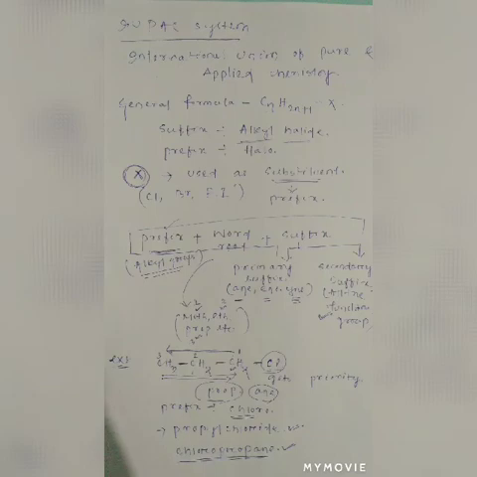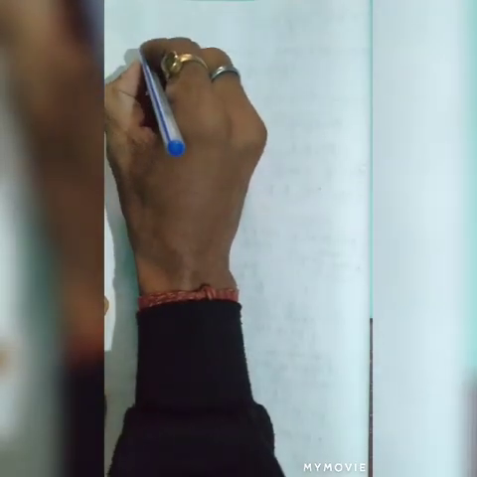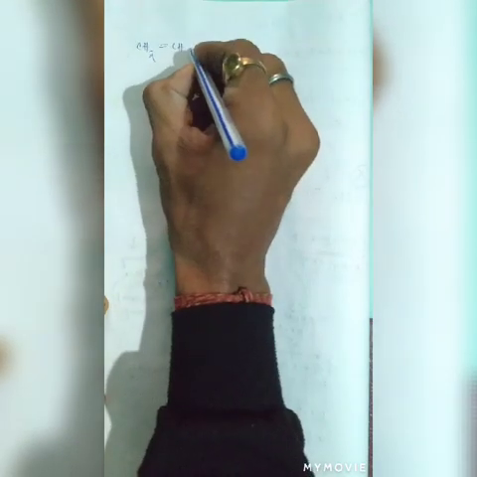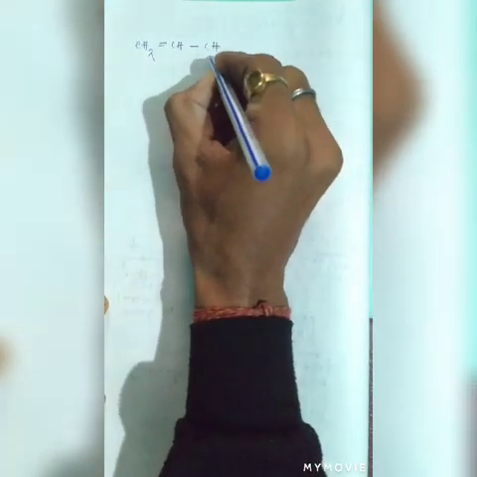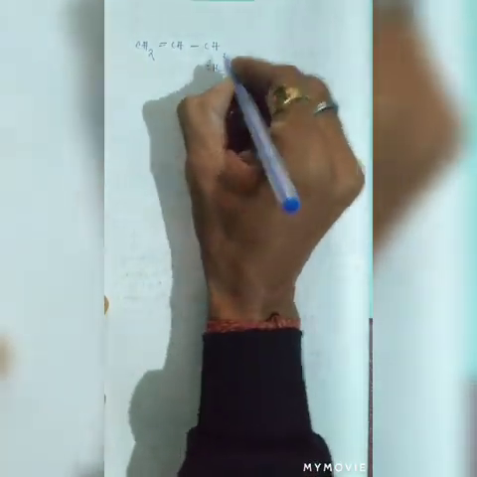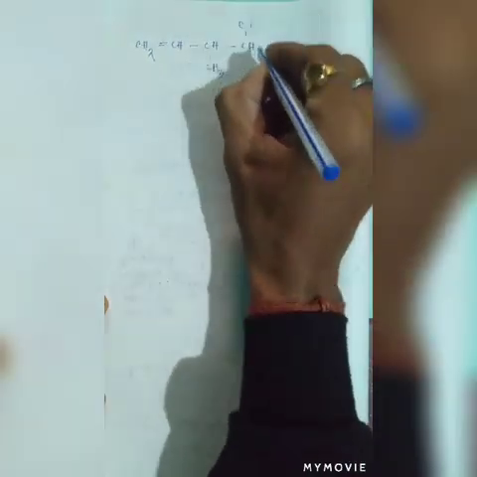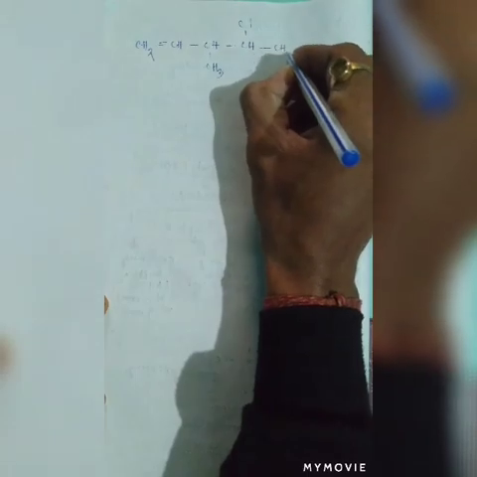Let's take another example of a haloalkane. Another example I am taking is CH2 double bond CH, CH, CH3, CH Cl, CH3.